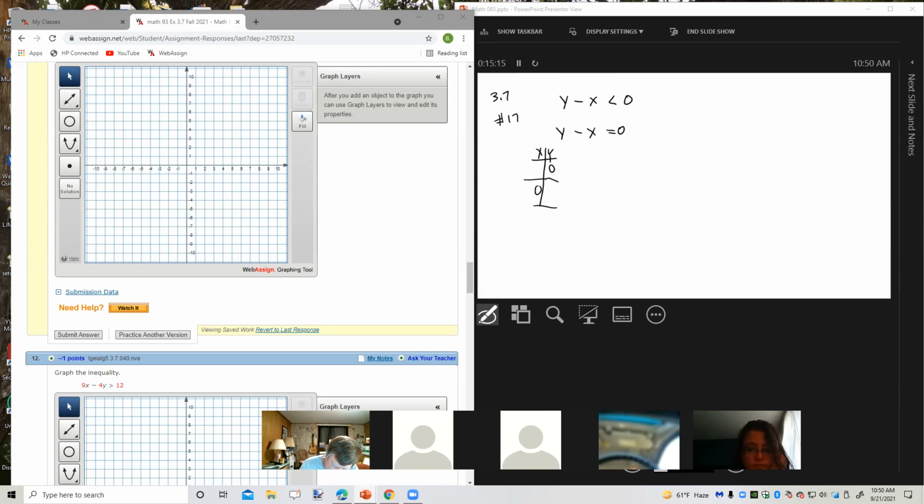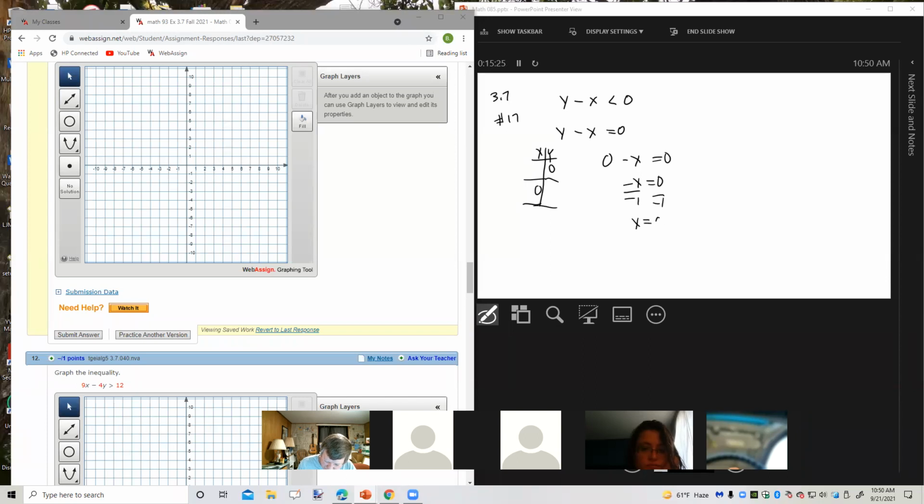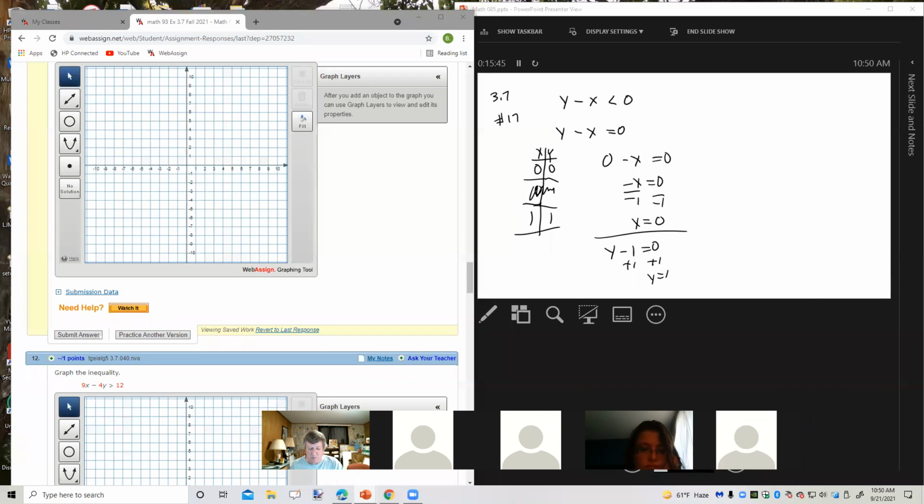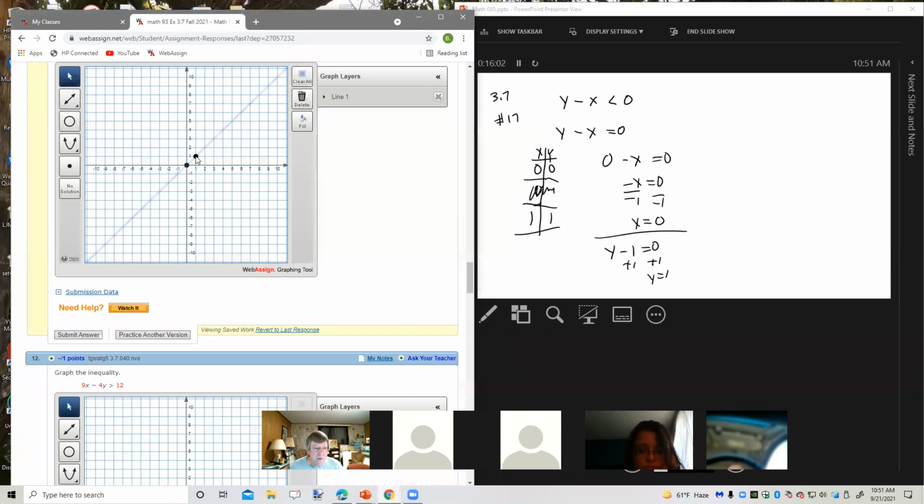Now I'm going to do the old intercepts again. If y is 0, we get 0 minus x equals 0. Negative x equals 0. Divide both sides by -1. x equals 0. Oh, this thing goes through the origin, doesn't it? So I'm going to need to use a different second ordered pair. How about if we let x equal 1? Then we've got y minus 1 equals 0. Add 1, y equals 1. So basically we've got (0, 0) and (1, 1). Again, at any time, if you're confused about something I'm doing, stop me. I'll go back and try to explain it to you so that you're not lost.